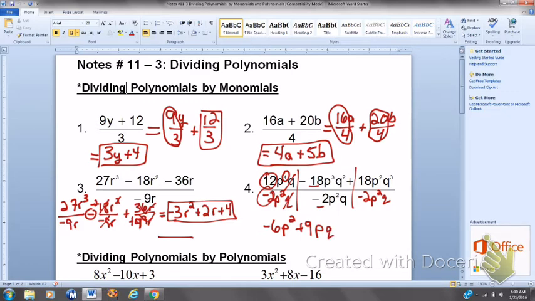Then the next one, I have 18 divided by negative 2 is negative 9. The p squareds will cancel each other out. Q cubed over q gives me q squared. So remember to do them individually. It's a lot easier. Let's go down and up the difficulty a little bit.